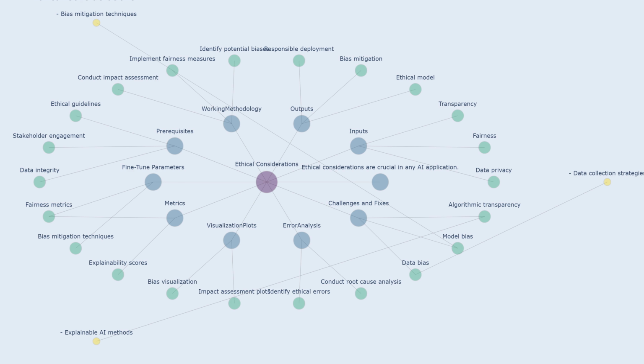Implementing fairness measures involves using techniques to mitigate biases in AI systems. This can include data preprocessing to remove biased information, algorithmic adjustments to promote fairness, and the use of fairness metrics to evaluate the effectiveness of bias mitigation efforts.